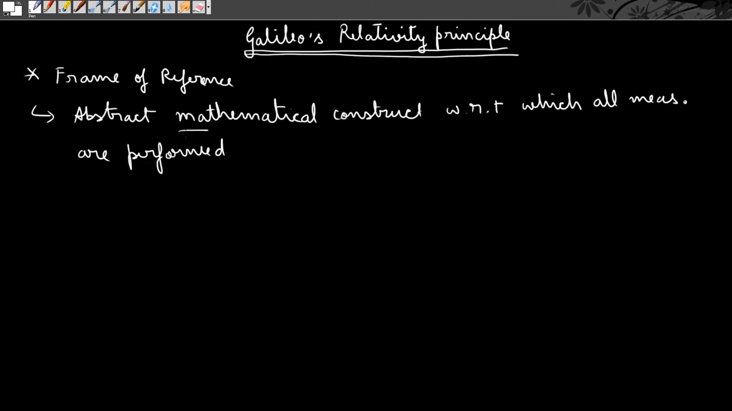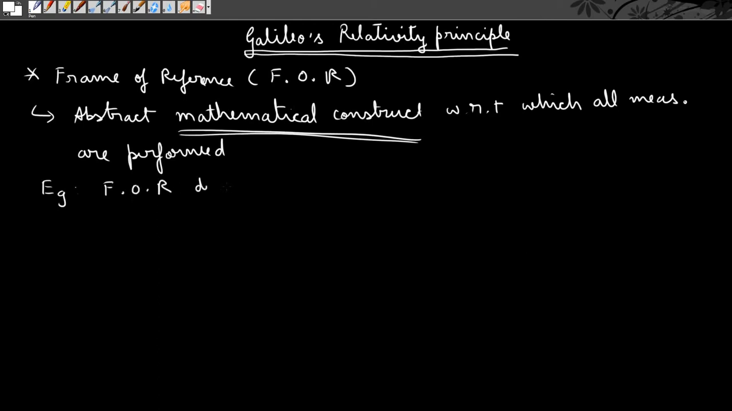So this is a mathematical construct. It is something which is created by us and not something which is already present in the universe. And that is something important that we must remember. So for example, a familiar example would be a frame of reference, which I am going to denote as FOR from now on for convenience, defined using the Cartesian coordinate system.